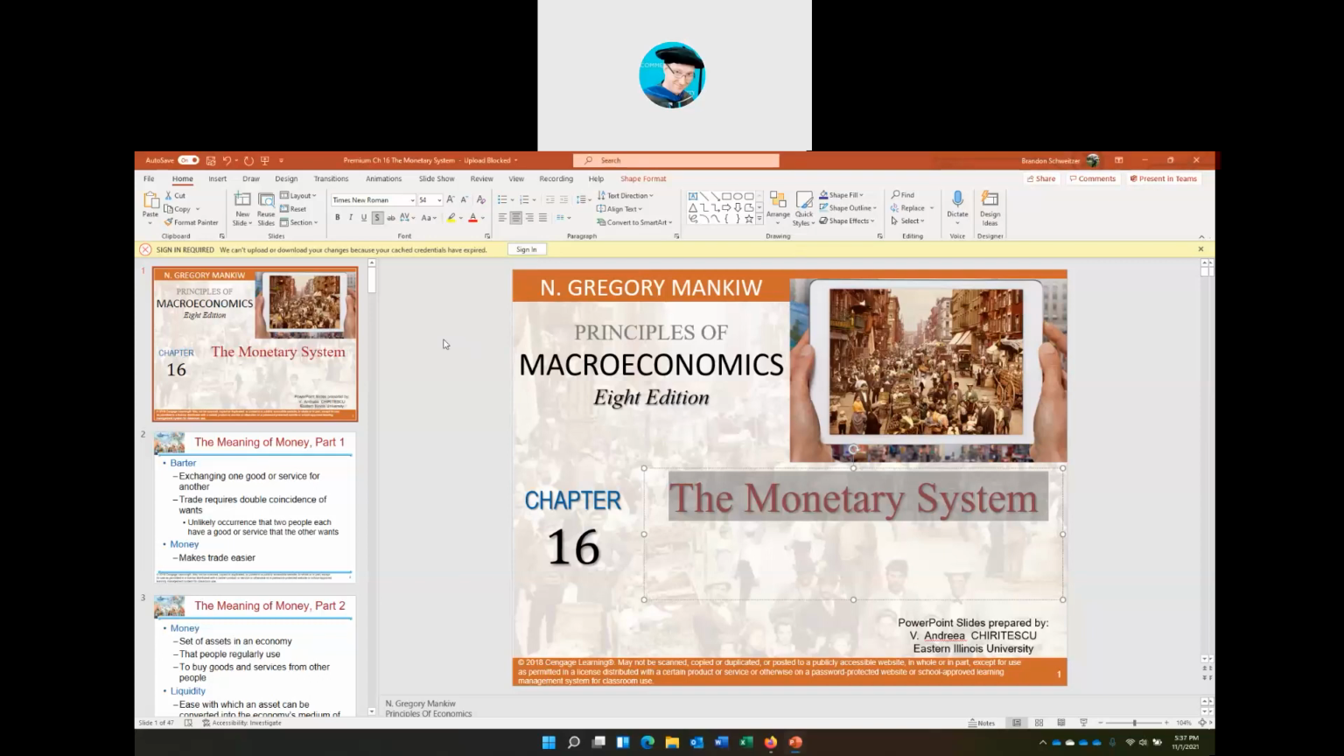And today we are going to be talking about the monetary system here in the United States, which is a system that we utilize to barter and trade for money. We're going to talk about things like the meaning of money, liquidity. A lot of business terminology will be included, and we're going to talk a lot about the concepts of monetary policy. So let's go ahead and get started.